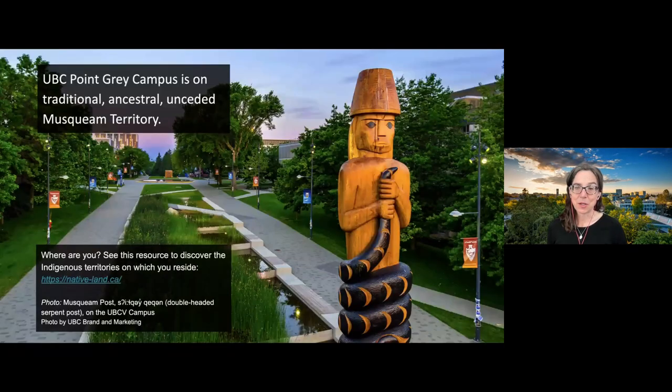Beginning with a land acknowledgement, UBC Vancouver's Point Grey campus is on unceded traditional and ancestral Musqueam territory. And on the slide is information about where you can find your own location on native-land.ca. And I'm joining you today from my home in Vancouver, which is on traditional, ancestral, and unceded territories of the Musqueam, Tsleil-Waututh, and Squamish nations.